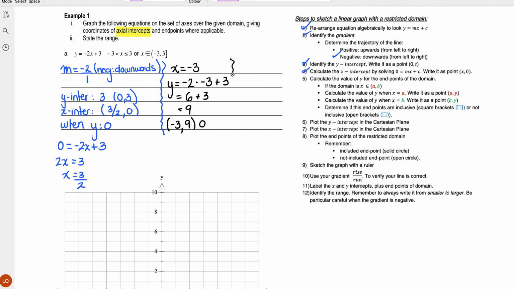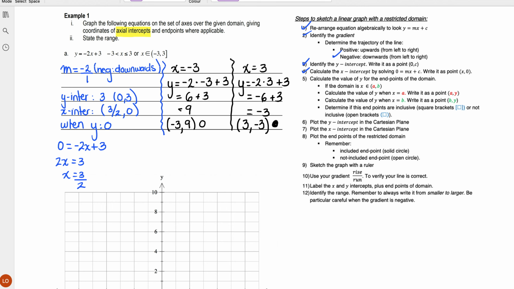Now let's look at the other endpoint that I have to do. When x is equal to positive 3, y is equal to negative 2 times 3 plus 3. That gives me negative 6 plus 3, and that gives me negative 3. Therefore, the other point is x is 3, y is negative 3, and this one is going to be included.